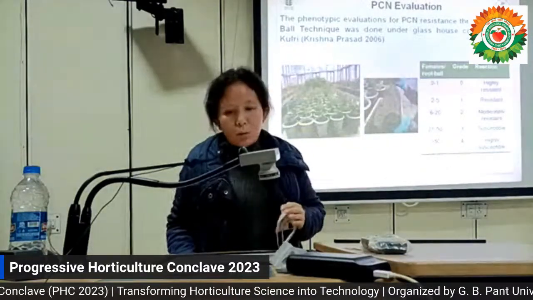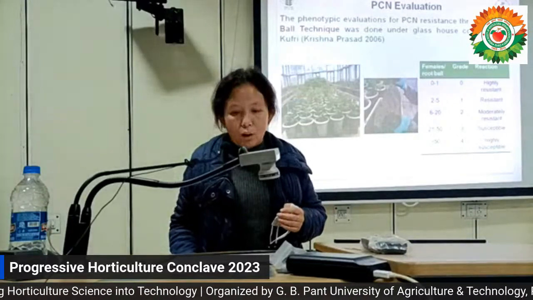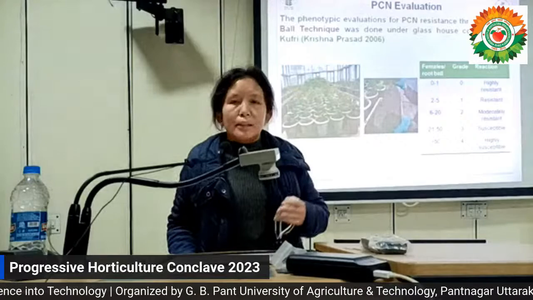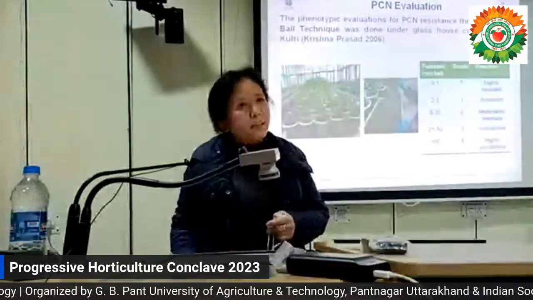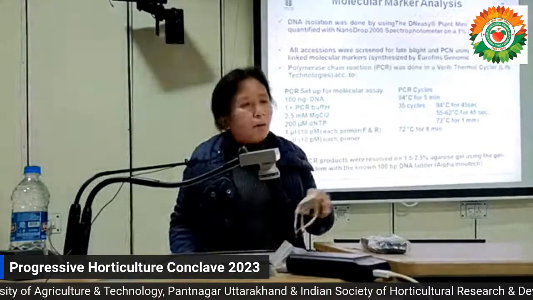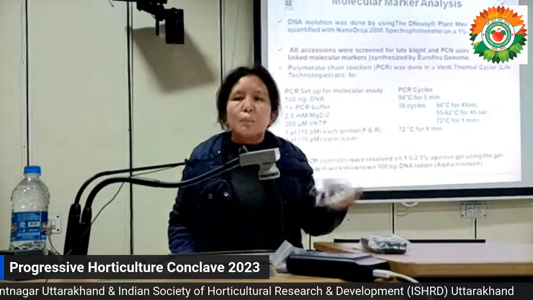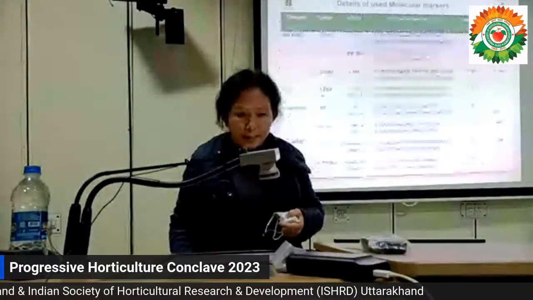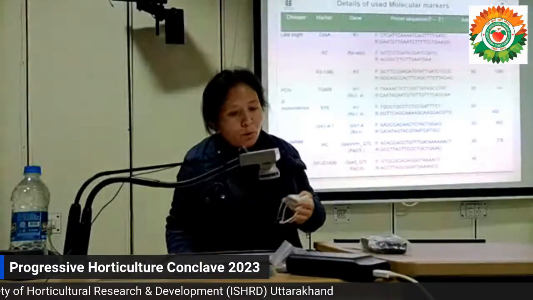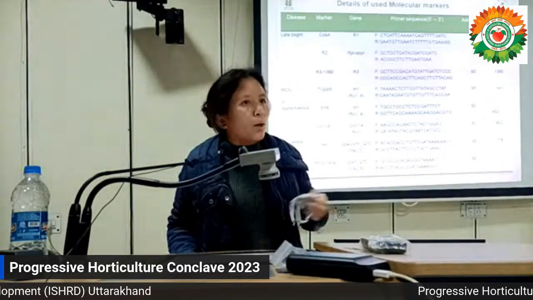While for PCN evaluation, we followed the root ball technique. It's a very popular technique by Krishna Prasad et al. And similarly, the genotypes were categorized from highly resistant to highly susceptible, according to the table we can see in this slide. For molecular analysis, the standard protocols were followed, and published markers were used for the analysis. These are the details of markers for late blight. Different R genes are controlling the resistance for late blight. It is a quantitative resistance.